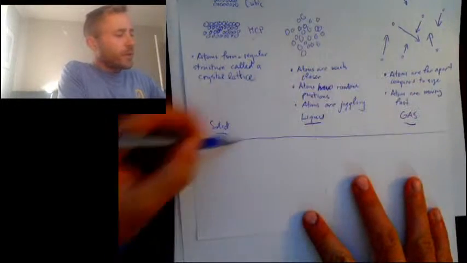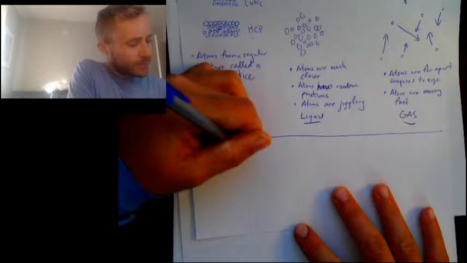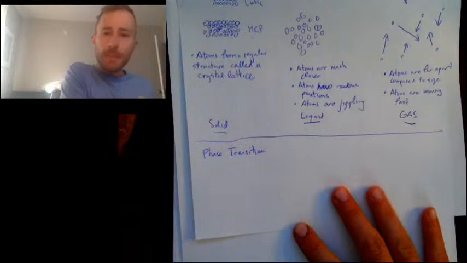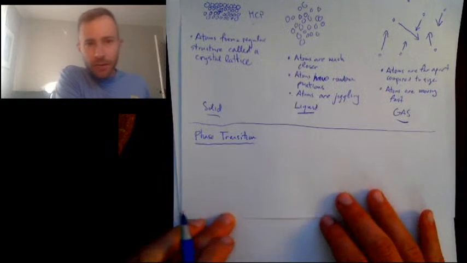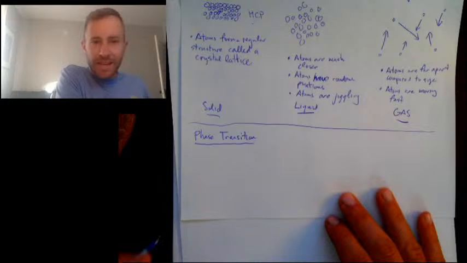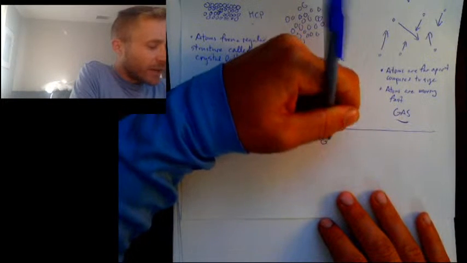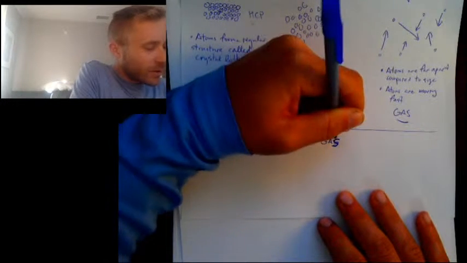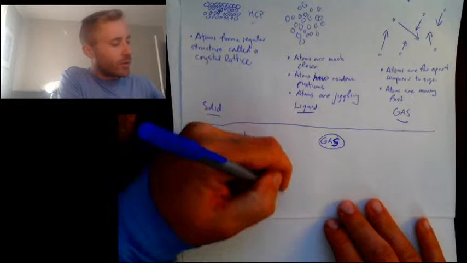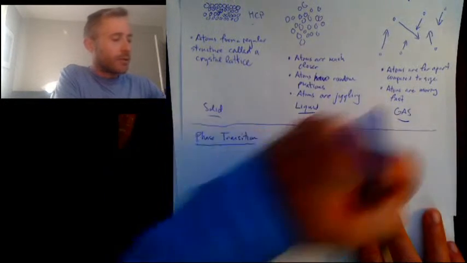So you can have what's called a phase transition. Phase transitions happen when heat is added or removed from a sample. So you have gas, liquid, solid.